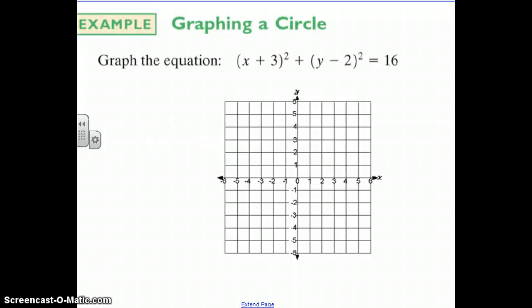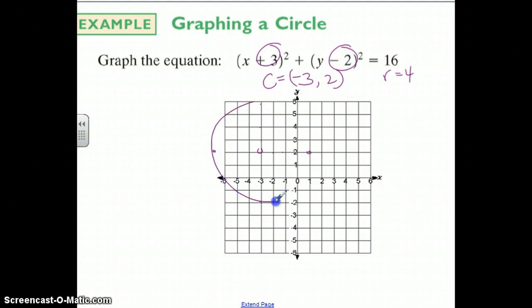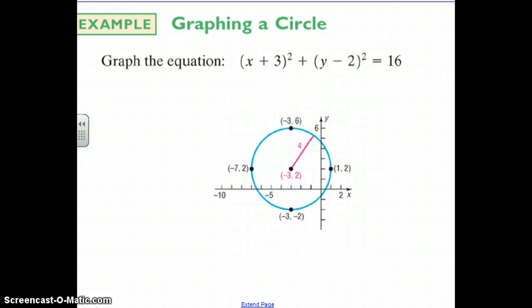To graph a circle, I told you a little bit about it before. We'll find our center, in this case the opposite of h, and the opposite of a -2 is a +2. So I'll start at -3, 2. There's a start point, and I'll move 4 in every direction: 1, 2, 3, 4 to the right, 4 up, 4 left, and 4 down. And I'll, best I can, sketch that circle in. And this is what it will look like.